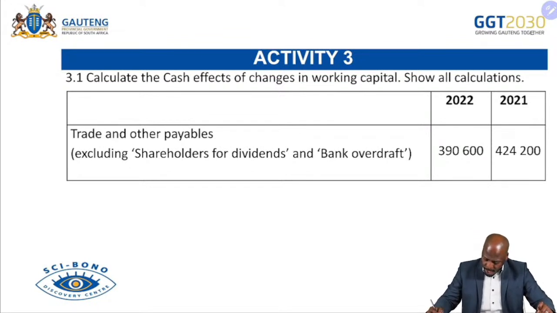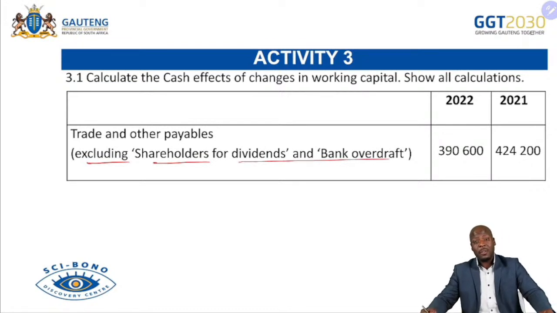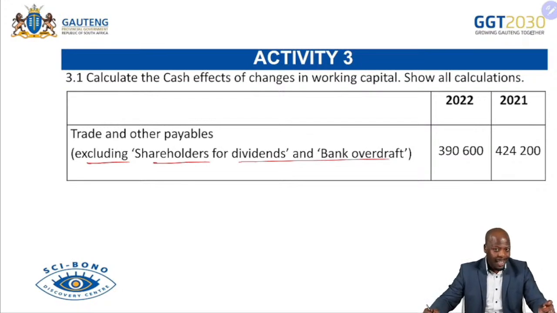And then it says, calculate the cash effects of the changes in working capital and then trade and other payables. Here's the interesting aspect. This excludes shareholders for dividends and bank overdraft. So this one was a walkover. Trade and other payables: the moment they increase, that means we are not paying. Cash inflow. But the moment our trade and other payables decrease, that means we are paying. Cash outflow. All right?